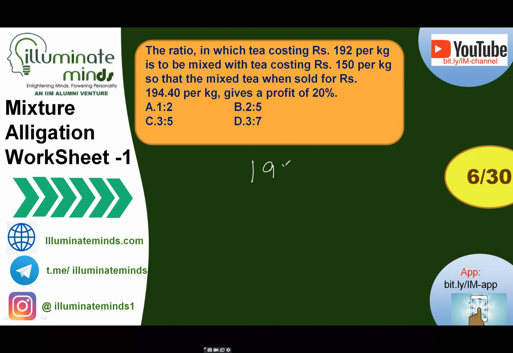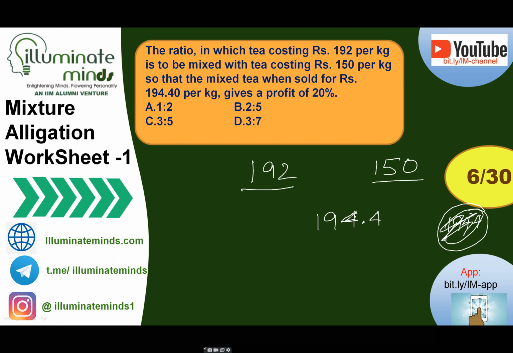So one price is 192, the other price is 150. I need to achieve the price of 194.4, but this price of 194.4 also includes the profit. Now, as I told in the theory lecture, we cannot have the allegation between cost price and selling price together. We can have the allegation between cost prices, or between selling prices. So this is the cost price, this is the cost price, but this is the selling price.